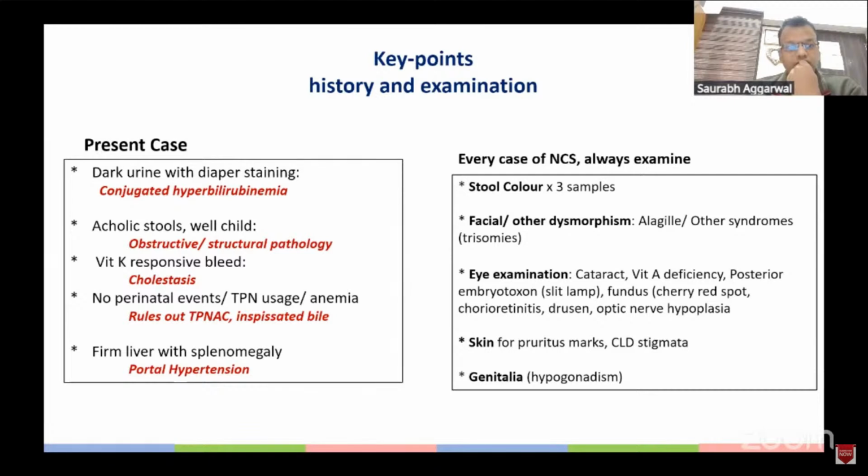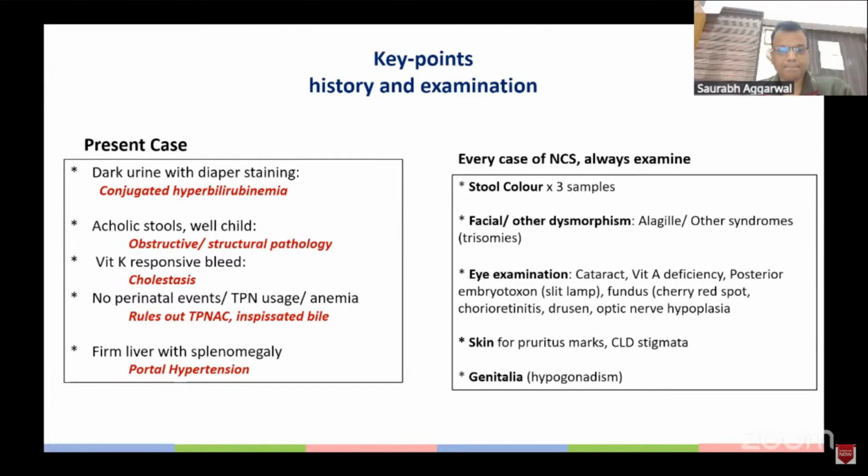So the cause of the conjugated hyperbilirubinemia is mostly obstructive or structural pathologies. Bleeding is vitamin K responsive. So mostly the child has cholestasis. There are no perinatal events. There is no TPN use or anemia, which rules out TPN associated neonatal cholestasis and inspissated bile. On examination, the child has a firm liver with splenomegaly, which indicates portal hypertension. A few things I need to stress in this slide: in every case of neonatal cholestasis, always examine the stool color, that is, consecutive 3 samples. We need to try to find any facial or other dysmorphic features.